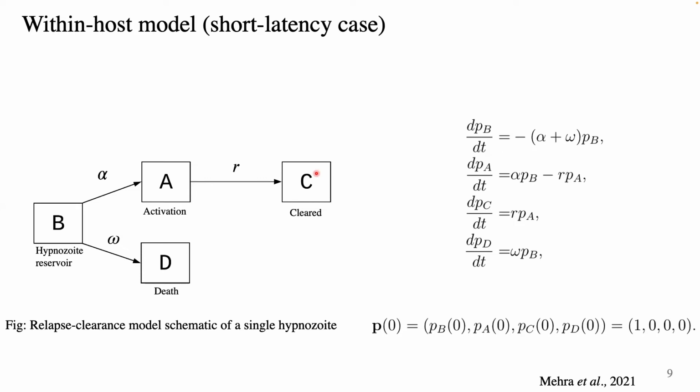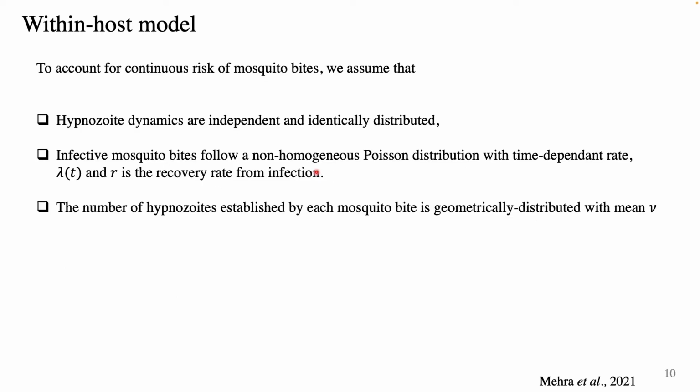So then the model assumes a single mosquito bite contributes to some number of hypnozoites, and then we allow continuous mosquito bites throughout the simulation time. In order to consider continuous mosquito bites, we assume that the hypnozoite dynamics are independent and identically distributed. That means each of the hypnozoites acts independently.